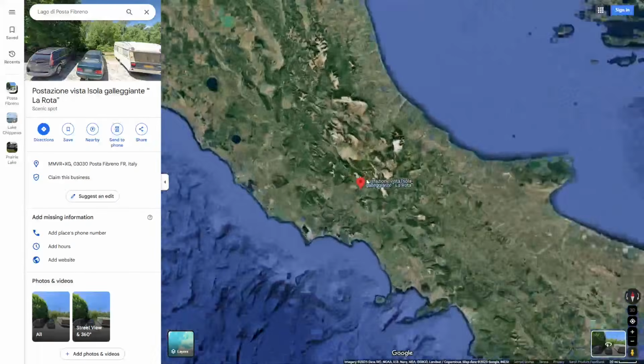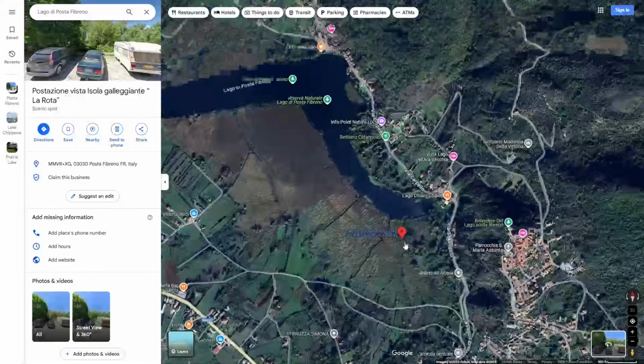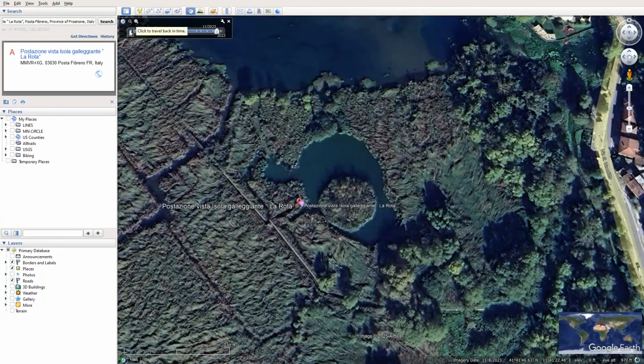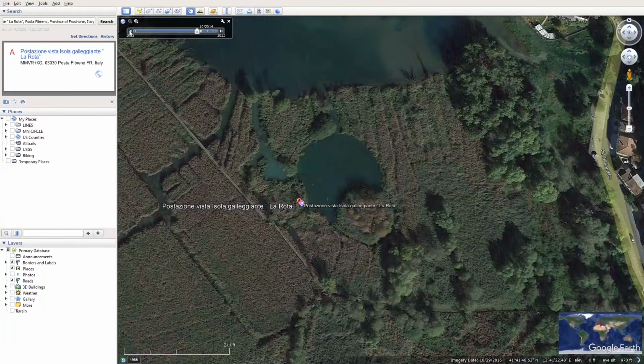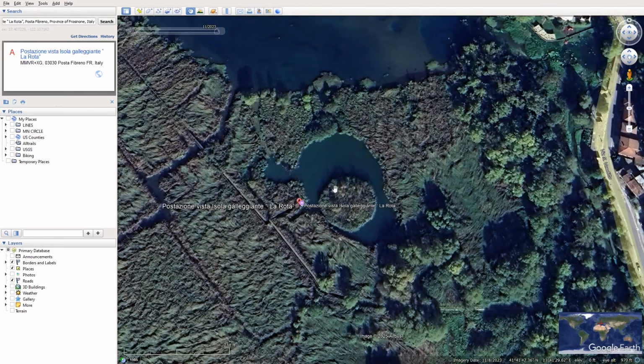Up next, we have this lake in Italy. This is around Lago di Posta Fibrino, and it is to the south here. This is another circular island named La Rota. Yet again, as we flip through this footage, you will see that it has moved locations. Not all that much, but recently it has moved over here. My prediction is that it'll go up here eventually.